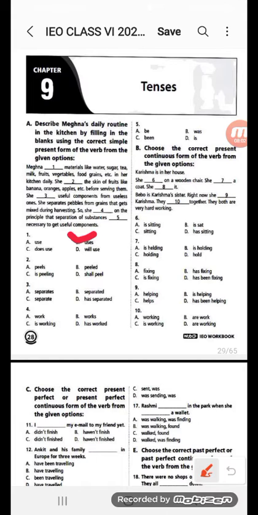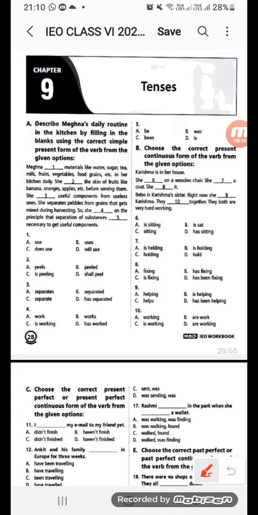Now, next sentence. She peels the skin of fruits like banana, oranges, apples, etc. before serving them. Number three, she separates useful components from useless ones. She separates pebbles from grains that get mixed during harvesting.